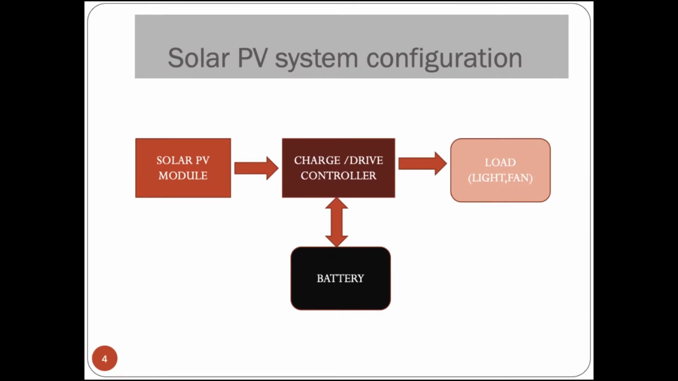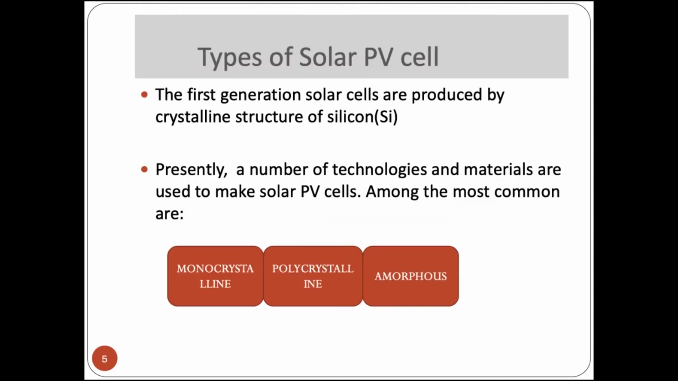The main components of solar PV system are solar PV module, which generates electricity in DC form, the charge or drive controller, which transfers maximum power to loads and charge batteries, and the battery, which stores the charges at daytime. The first generation of solar cells are produced by crystalline structure of silicon, but presently different types of solar cells are produced by different manufacturers. These are monocrystalline, polycrystalline and amorphous.